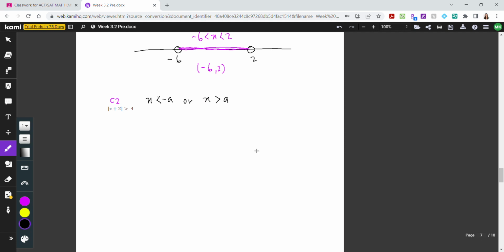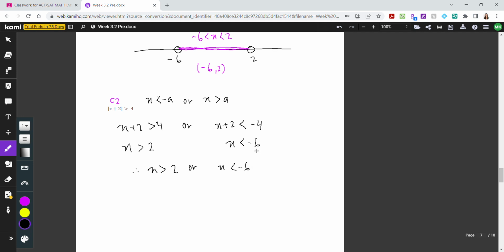So that means, again, we can set it up straight away as x plus 2 greater than 4, or x plus 2, now because it's a negative number, we're going to flip the sign, -4. So x plus 2 less than -4. From here, we're going to solve it, and straight away, I will get x is greater than 2 for the first one, and x is smaller than -6, right? So that means my solution would then become x is greater than 2, or x is smaller than -6.